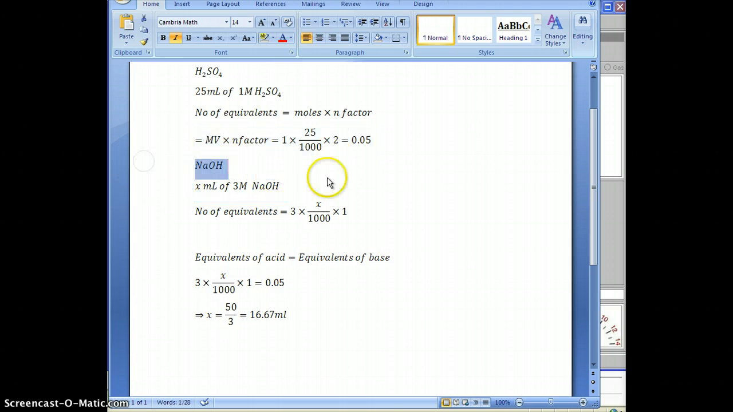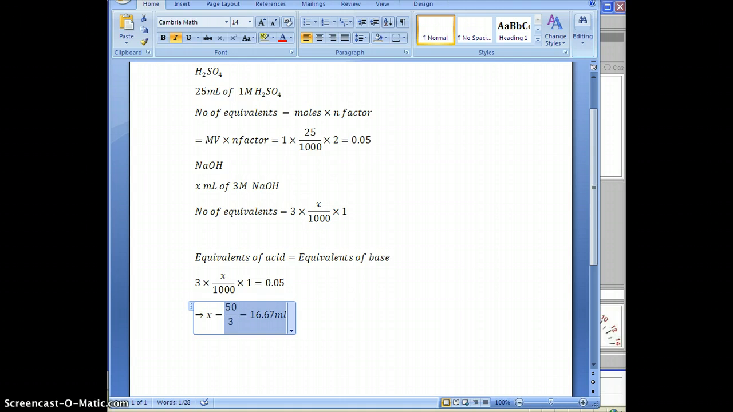Now when we talk about X ml of NaOH, using an identical argument, the number of equivalents of NaOH is the molarity, which is 3, times X by 1000 times the acidity of sodium hydroxide, which is 1. Now as we know, for a neutralization, equivalence of acid equals equivalence of base. So we equate this to this. So we get 3 into X by 1000 equals 0.05. If we solve, we get 16.67 milliliters.